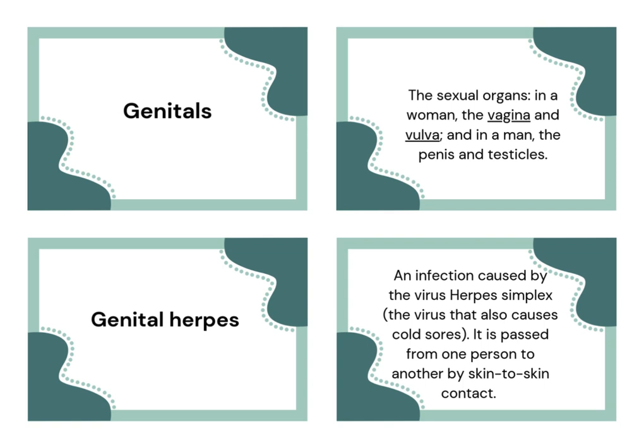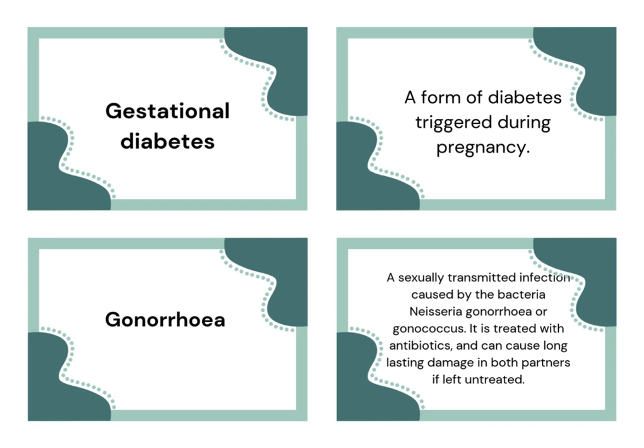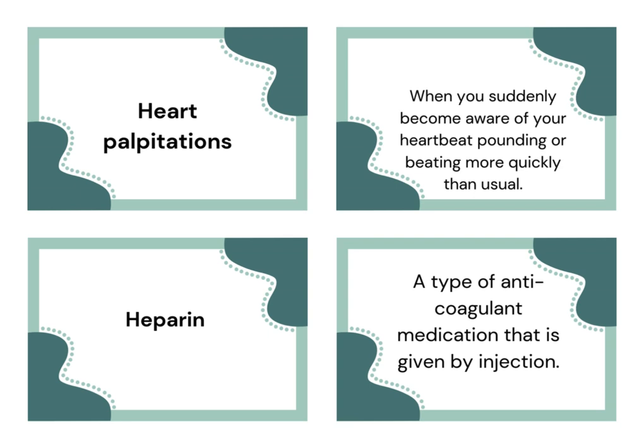It is passed from one person to another by skin-to-skin contact. Gestational diabetes, a form of diabetes triggered during pregnancy. Gonorrhea, a sexually transmitted infection caused by the bacteria Neisseria gonorrhea or gonococcus. It is treated with antibiotics and can cause long-lasting damage in both partners if left untreated. Heart palpitations, when you suddenly become aware of your heartbeat pounding or beating more quickly than usual. Heparin, a type of anticoagulant medication that is given by injection.